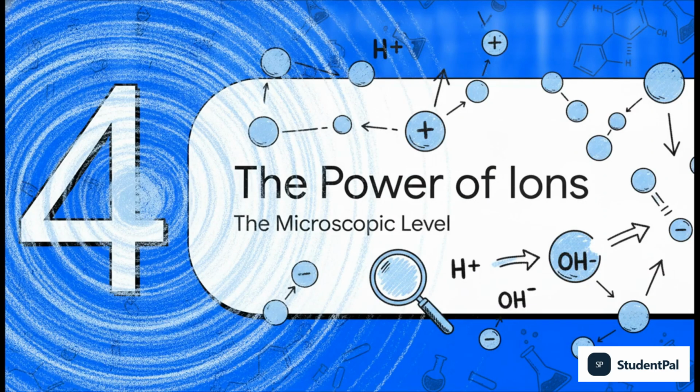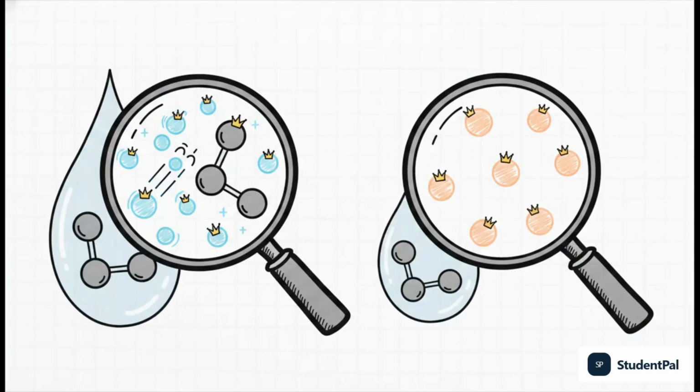Section 4, the power of ions, the microscopic level. It's time to zoom way in and figure out what makes them behave this way. Okay, the absolute crucial point is this. All acids have one major thing in common. When dissolved in water, they produce hydrogen ions, written as H plus aqueous.